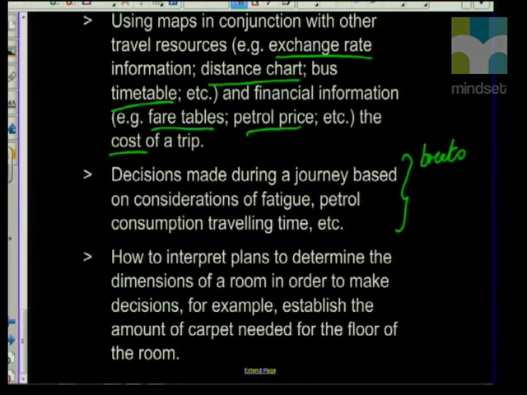Then you need to also be able to interpret plans to determine the dimensions of a room in order to make decisions. For example, how much carpet needs to be ordered to tile the floor or to cover the floor. And we'll also look at a nice example of this. This is also linked to your area and sometimes your surface area.